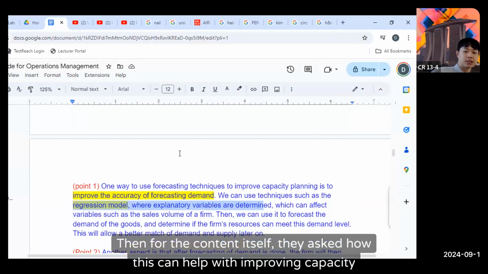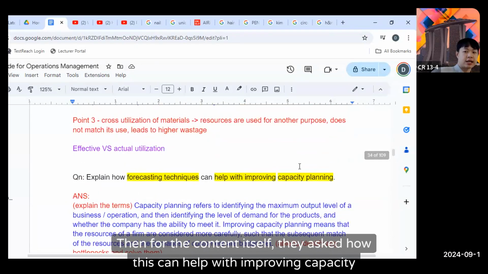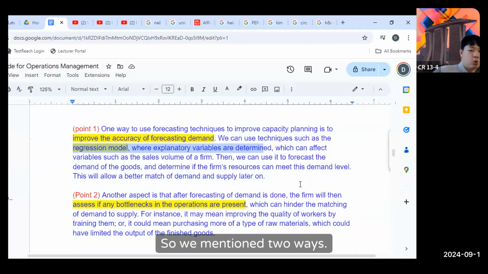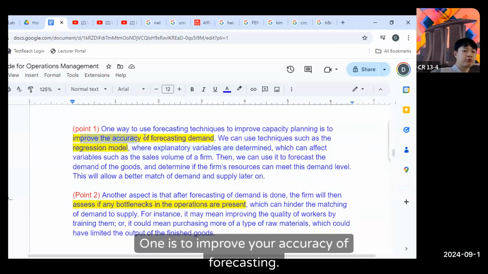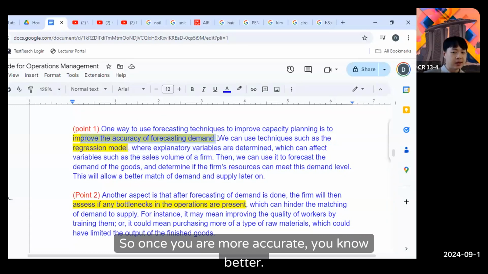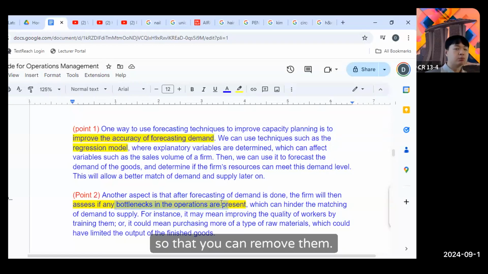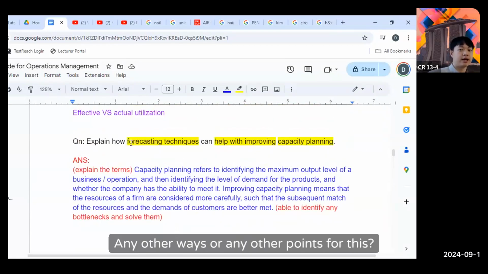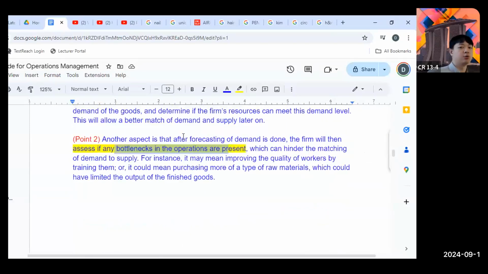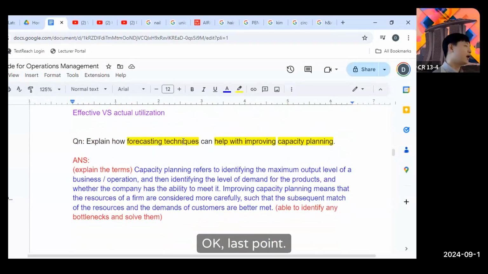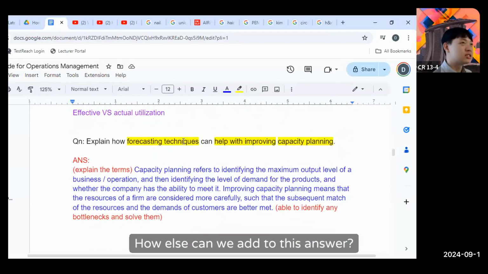Then for the content itself, they ask how this can help with improving capacity planning. So we mentioned two ways. One is to improve the accuracy of your forecasting, so once you're more accurate, you know better. The second is that after you do forecasting, you need to see if there are any bottlenecks so that you can remove them. Any other points for this? Okay, last point. How else can we add to this answer?